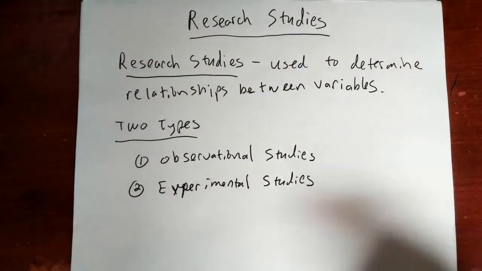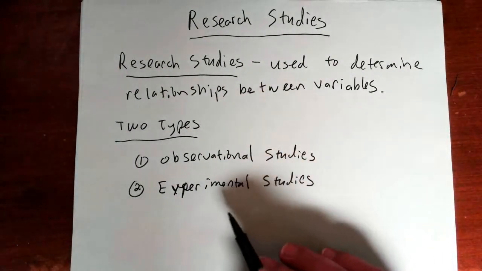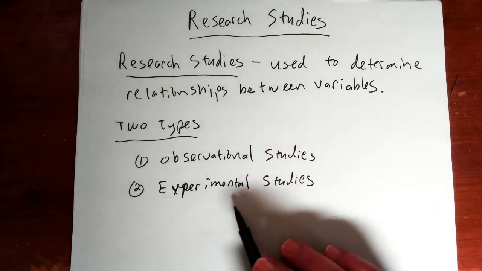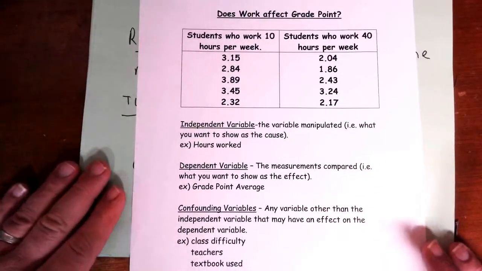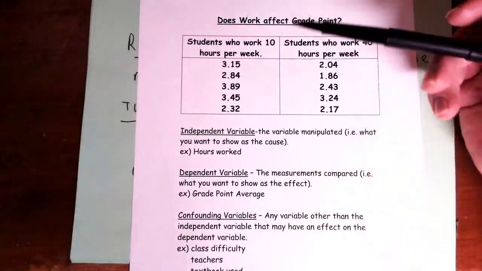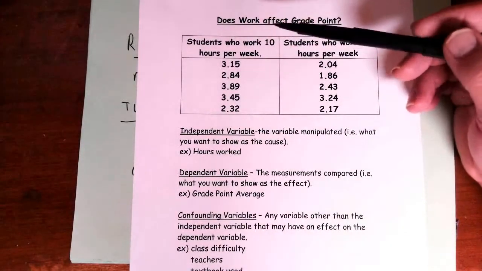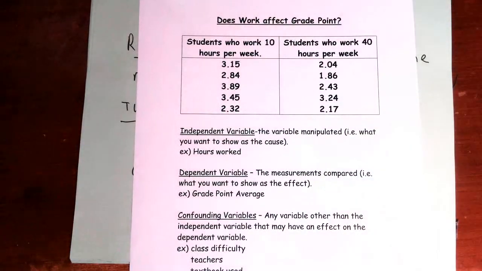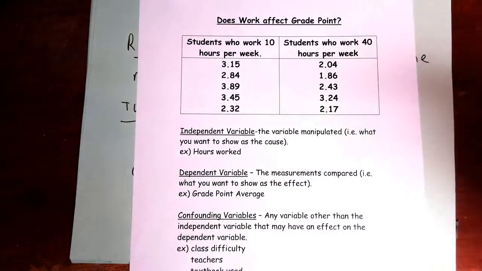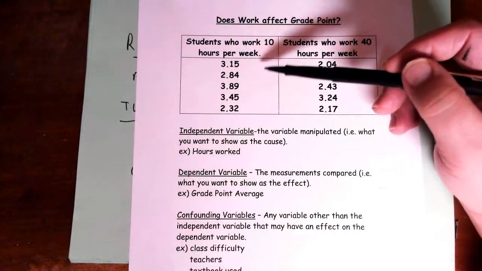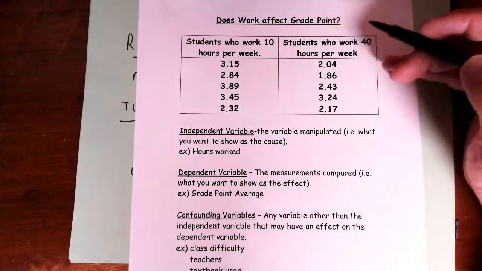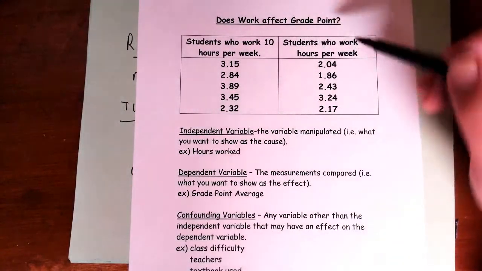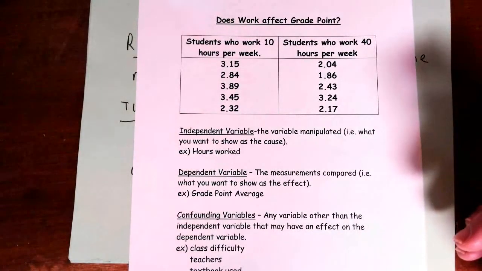So to get evidence for a cause and effect relationship, you need an experimental study. So now let's look at an example of an experimental study. Okay? So in this case, this is the same example. The researcher wants to know, in this case, does the amount of hours someone works per week have an effect on the grade point average? And in particular, does that cause the grade point average to go down?